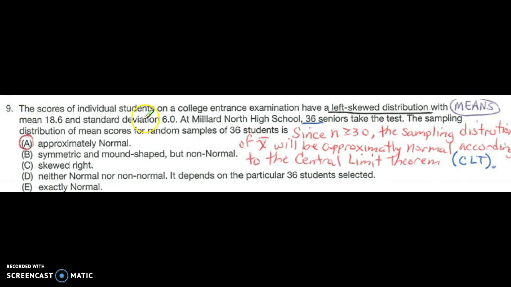In problem number 9, I'm talking about means. Because I have a mean here, I am not talking about proportions. If I'm talking about means, I could use the central limit theorem. Our population is left skewed. They want to know the sampling distribution of mean scores. They take 36 students. So my central limit theorem says if I have at least 30, my distribution will be approximately normal. That's how I got A.